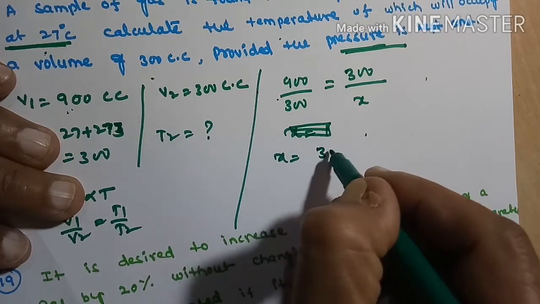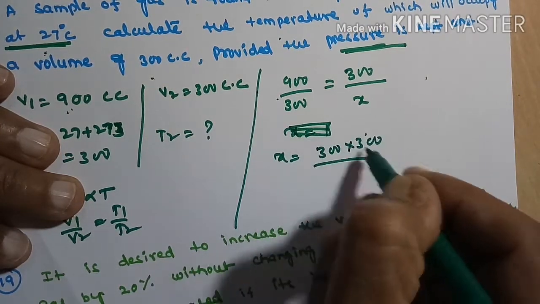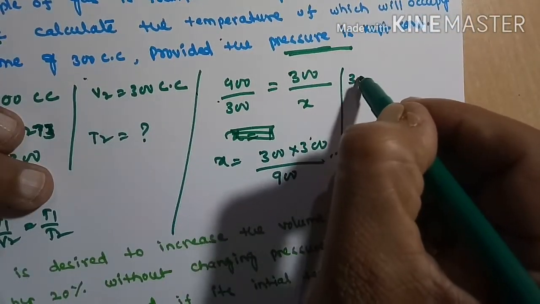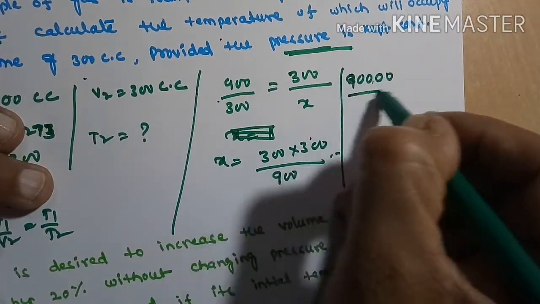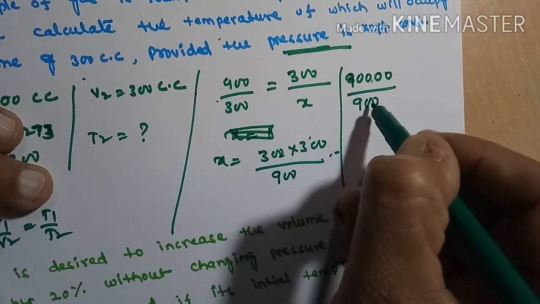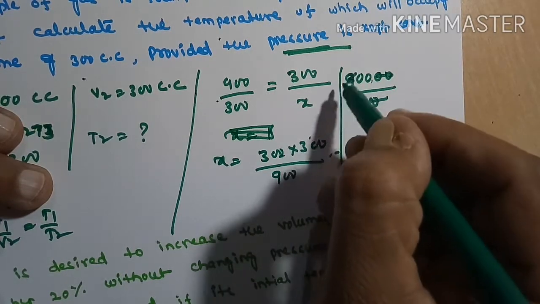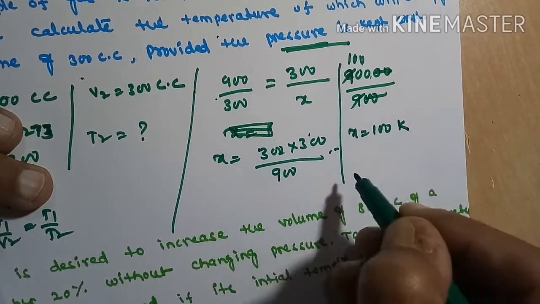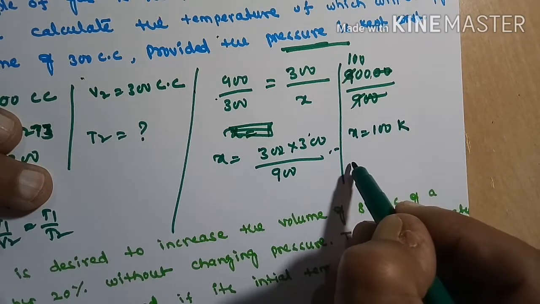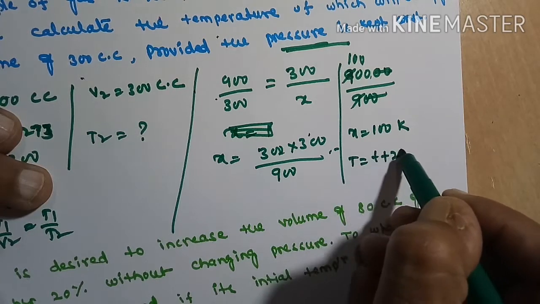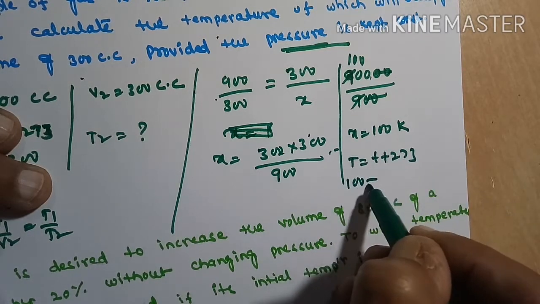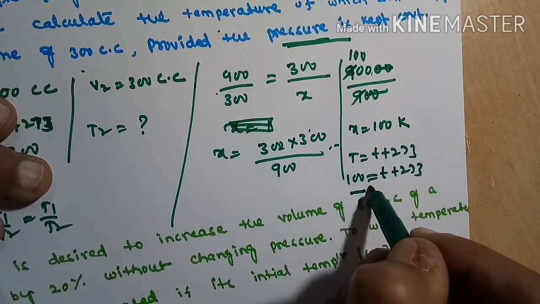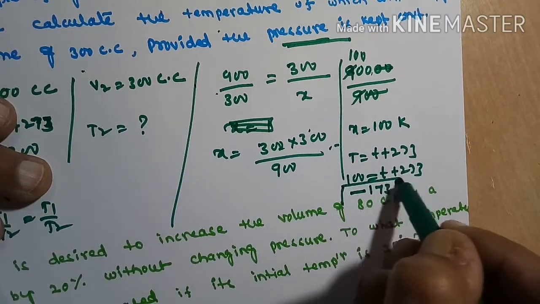So X is equal to 300 into 300 divided by 900. The zeros cancel, and 9 ones cancel, so we will get 1. So X is equal to 100 degree Kelvin. If you want it in degree centigrade, capital T is equal to small t plus 273. So 100 is equal to small t plus 273. If 273 is sent to this side, you will get minus 173 degree centigrade.